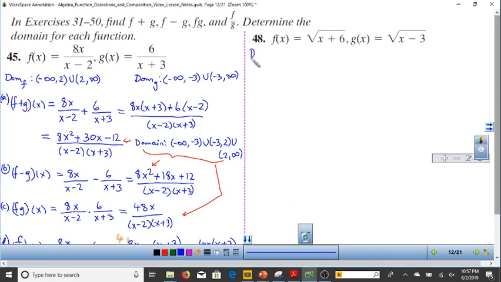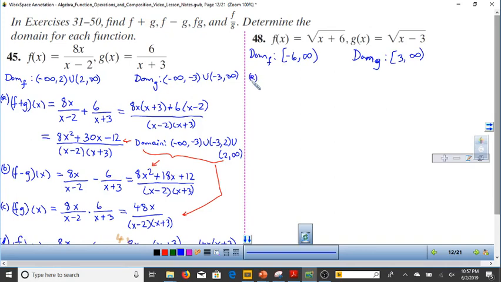Now, first we want to identify our domains. The domain of f is everything to the right of negative 6, including negative 6. The domain of g is everything to the right of 3, including 3. So bracket 3 to infinity. So then when we look at the intersection of the two functions, we'll see, again, same deal.